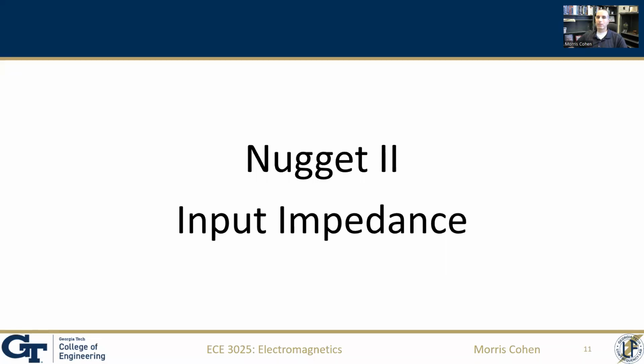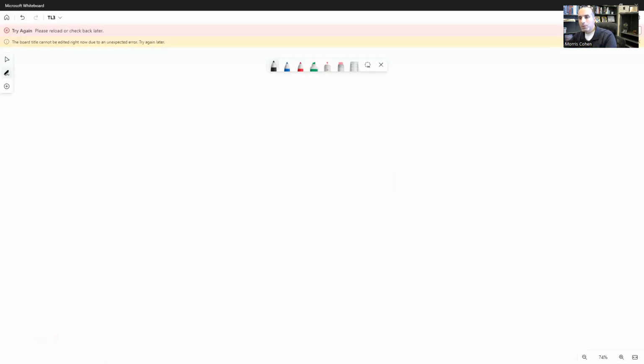Okay, in this next lecture section, we're going to talk about what is the input impedance in general for any arbitrary resistor. And it'll be very easy to then expand that to any arbitrary load with capacitors and inductors as well. All right, so let me remind you of the definition of an input impedance.